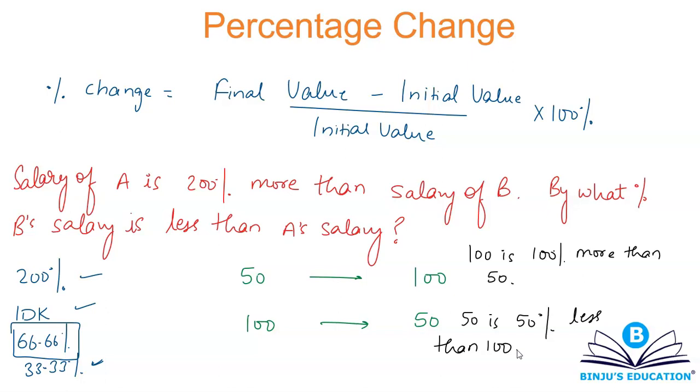Now understand that this is very crucial. If you want to go from 50 to 100, the absolute increment is 50, but the percentage increment is 100%. But when you're going from 100 to 50, the absolute change again is 50, but the percentage change is 50%. Why is there a difference? The difference is because of the base value. In the first case, my base value is 50, so it's 50 by 50 into 100%, which is 100%. In the second case, my base value is 100, so it will be 50 by 100 into 100%, that is 50%.